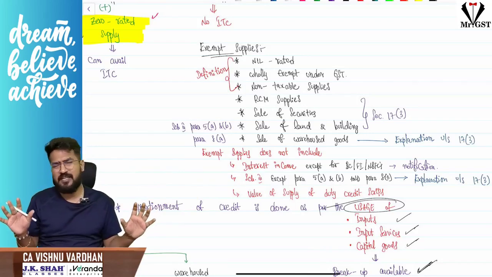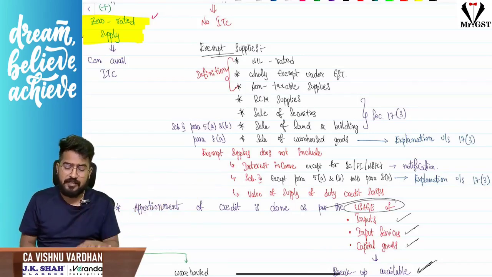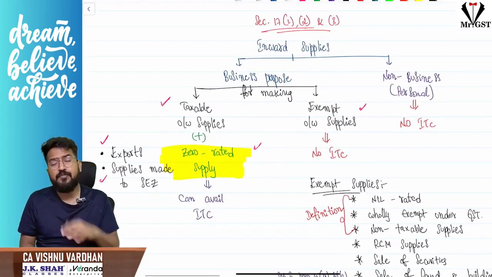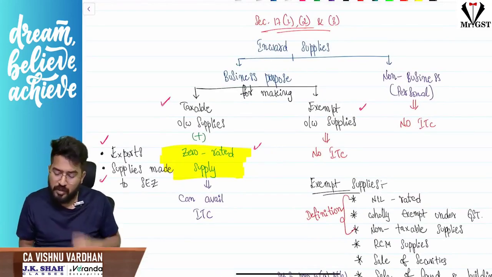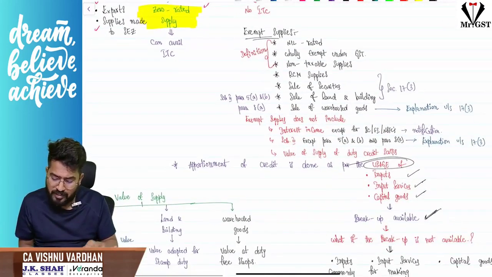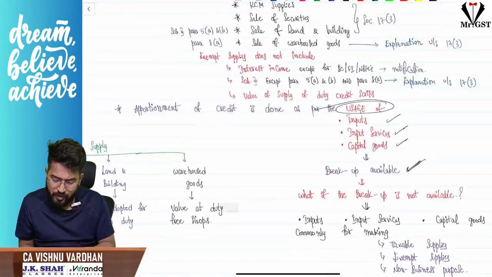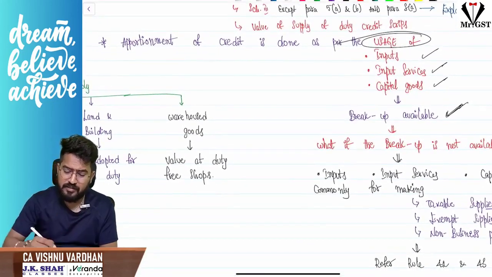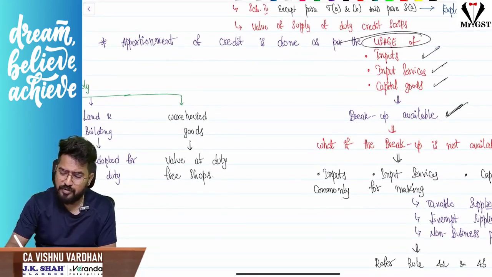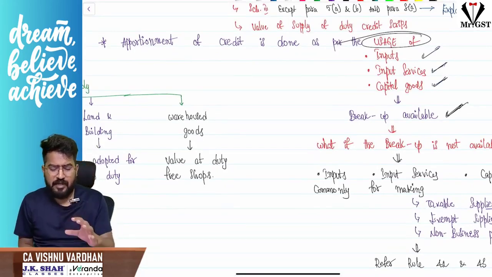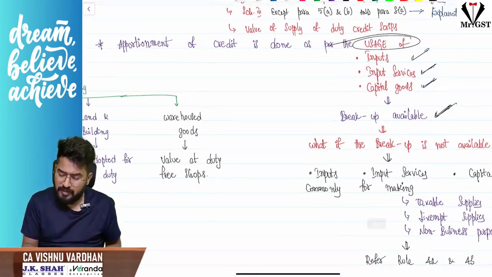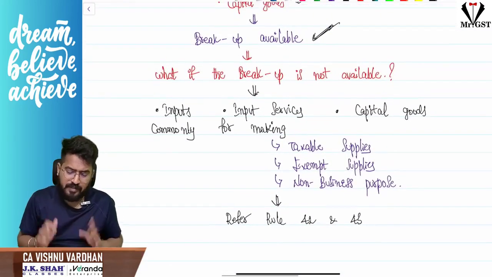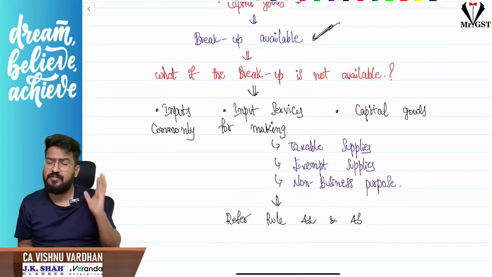Exclusively means, yes, we can understand, take ITC or don't take ITC. But what if you are using it for common purpose? Then what should we do? That is where rule 42 and 43 come into the picture. Okay, so apportionment of credit, as per the usage. You are buying some input services and capital goods, and for what purpose you are buying them. If the breakup is available, then fine. Whether to take ITC or not to take ITC, we can take a decision.